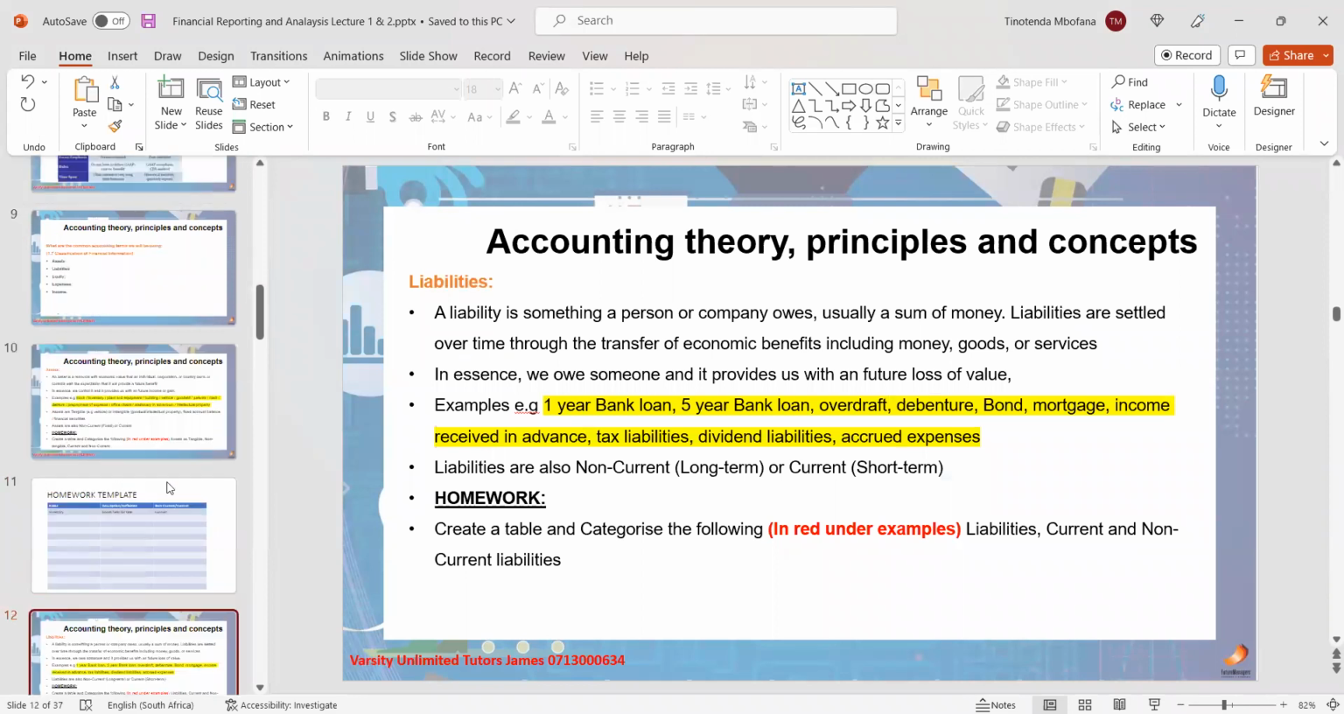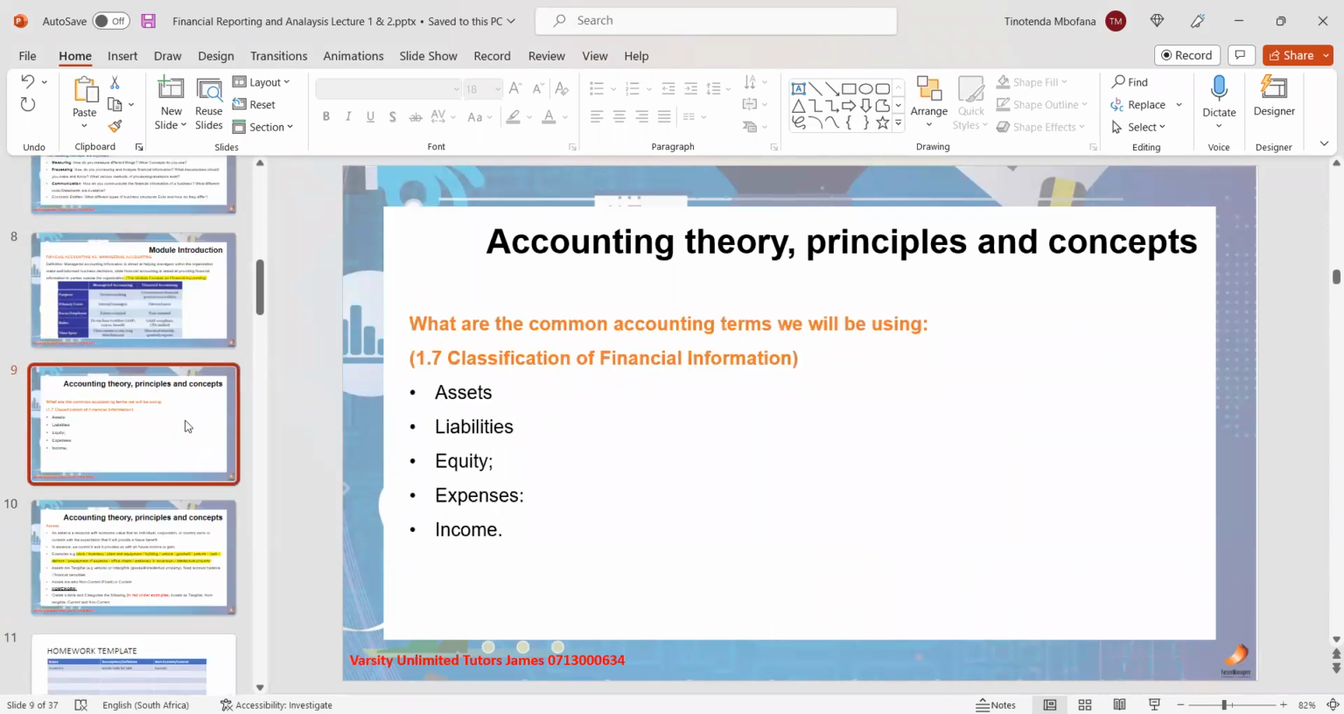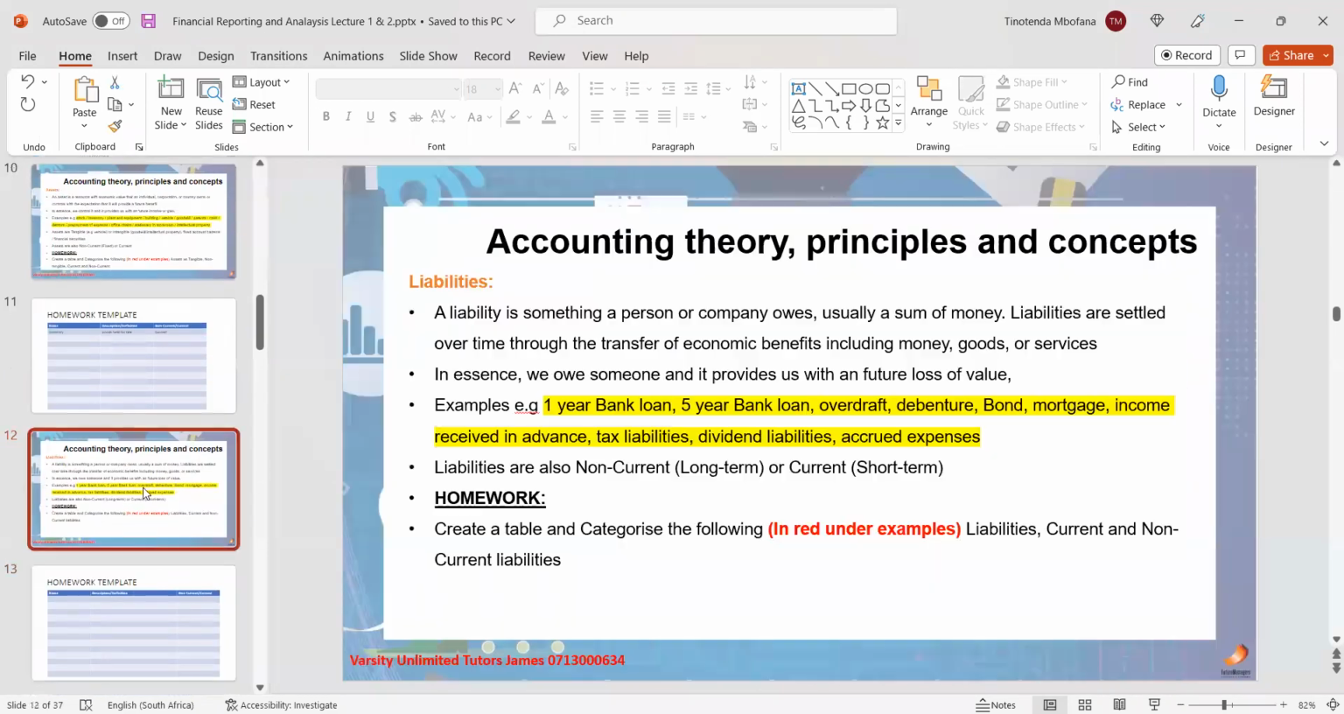So that's assets. So remember, there were 5 things. There were assets, liabilities, equity, expenses, and income. So we've now covered assets. Let's go to liabilities. So what is a liability?